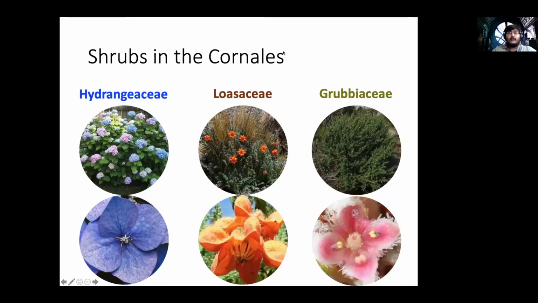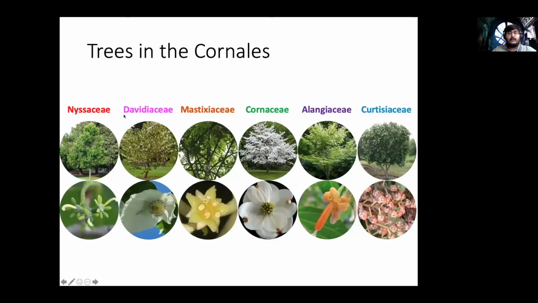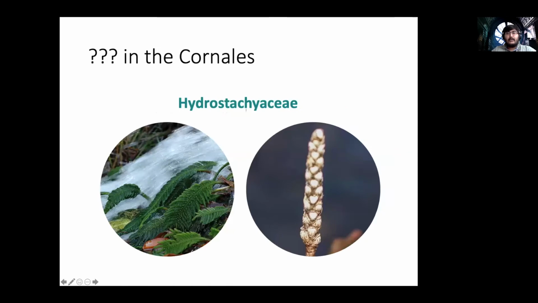When I look at the Cornales, we tend to see lots of shrubs like hydrangea bushes here. Then we also see lots of trees, such as flowering dogwood, tupelos, and the dovetail tree. But then when I look at this family Hydrostachyaceae, this looks like some kind of weird aquatic fern-looking thing. But it's not. It's actually a flowering plant. So this piqued my interest, given that we see lots of trees and shrubs, and then this family has these weird aquatic plants. So I want to explore it a little bit further.